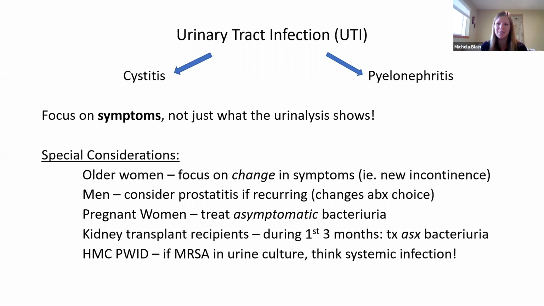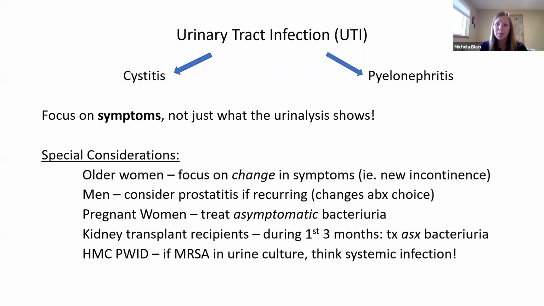We'll get into the nuances of that right now, actually. So here are some groups that you want to have some special considerations for. In older women, a lot of older women have a lot of UTI-like symptoms at baseline. So you really want to think about a change in symptoms. Are they having new incontinence? Are they having increased urinary frequency? Things like that. Someone who may have some kind of baseline UTI-like symptoms, you really want to focus on a change in symptoms.